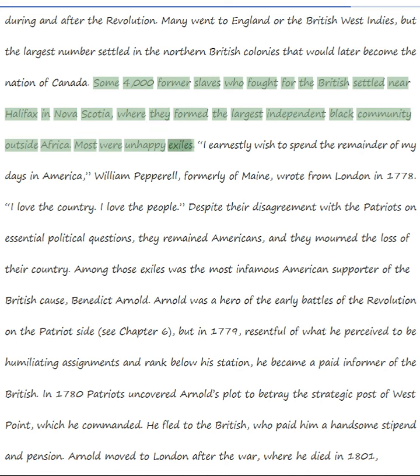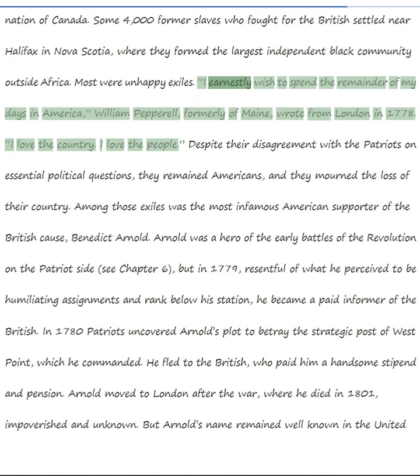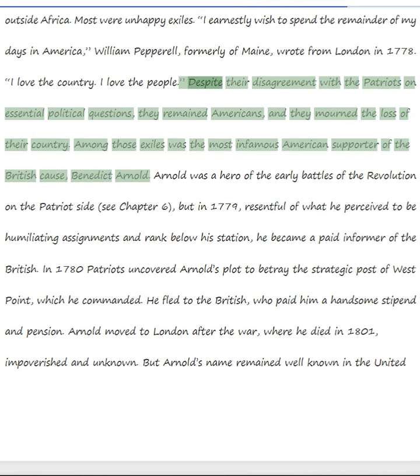Most were unhappy exiles. "I earnestly wish to spend the remainder of my days in America," William Pepperell, formerly of Maine, wrote from London in 1778. "I love the country. I love the people." Despite their disagreement with the Patriots on essential political questions, they remained Americans, and they mourned the loss of their country. Among those exiles was the most infamous American supporter of the British cause, Benedict Arnold.